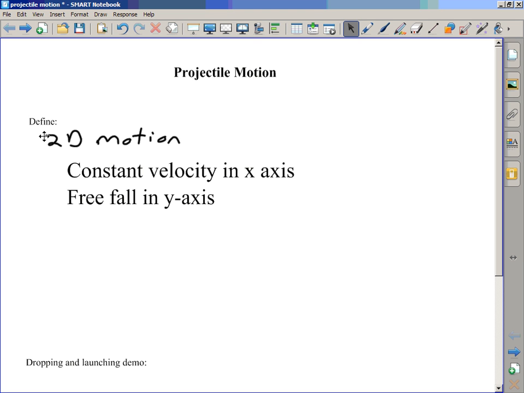In the y-axis you have free fall, in the x-axis you have constant velocity. Two-dimensional motion. There is something moving in both the x and the y. It is free of all forces except gravity. So the only force is the force of gravity, Fg. Okay, that's it. All other forces can be neglected.